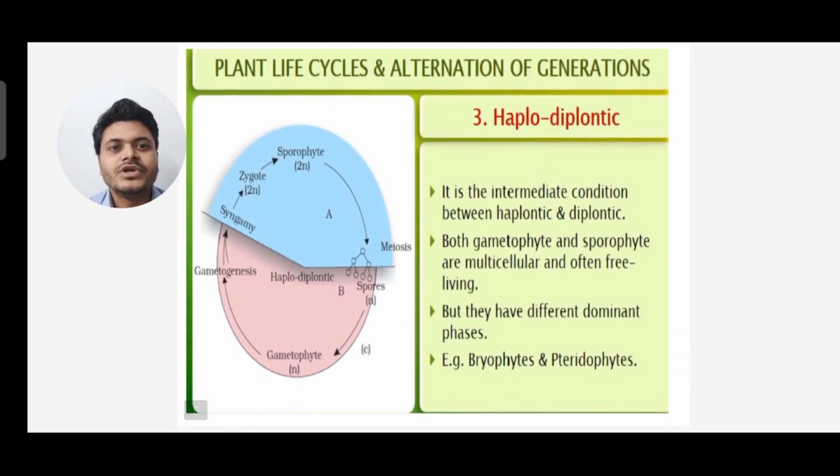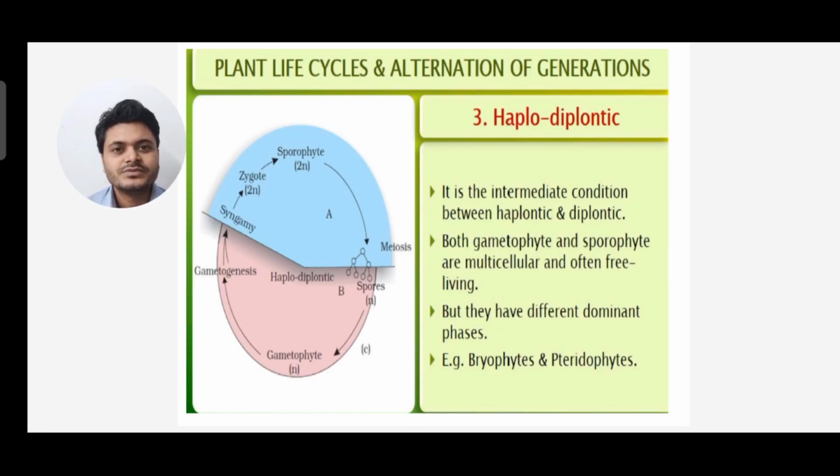Next we have the haplodiplontic life cycle. Here it is 50-50, 50% haploid and 50% diploid in nature. This can be seen in bryophytes and pteridophytes. It is the intermediate condition between the haplontic and diplontic life cycles. Both gametophyte and sporophyte are multicellular and often free-living, but they have different dominant phases. You can see the gametophyte, then gametogenesis, then syngamy, then zygote, then sporophyte, then meiosis, then spore. So in the haplodiplontic life cycle, 50% is haploid and 50% is diploid.